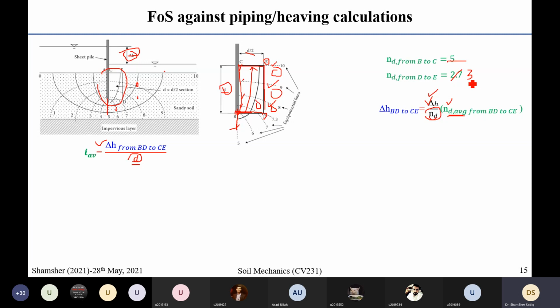This is a graphical solution, I already told you. I can explain how this is 2.7. This is one equipotential drop. Please look, this is one equipotential drop. This is two equipotential drops. The third equipotential drop lies between this and this, and this is not complete. So you have to look only at this part, which is approximately 0.7. Is it clear?